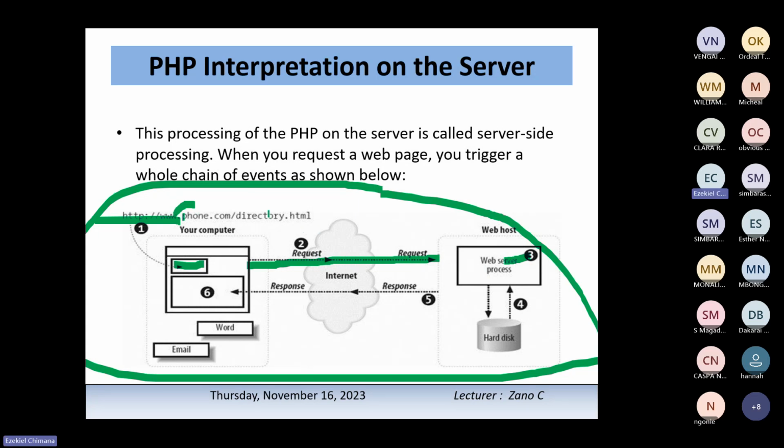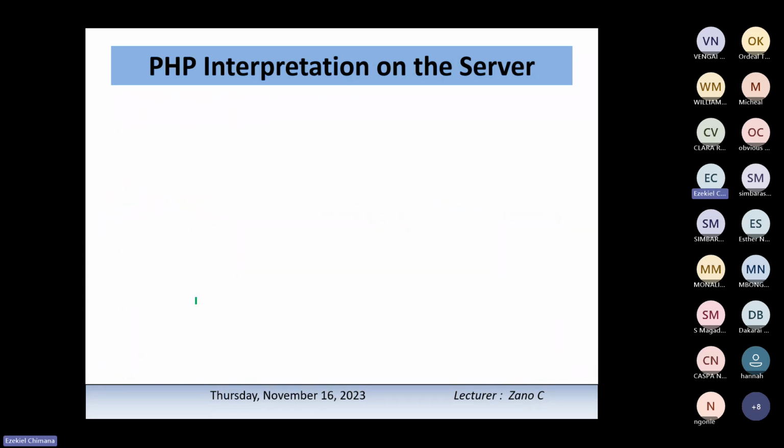The request is asking for an HTML page called directory. So it takes that from its storage and gives it back to the web host, and then it will send the response. And the response is this directory.html file, and then it will get displayed on my screen. So that's how this works whenever you send a request.